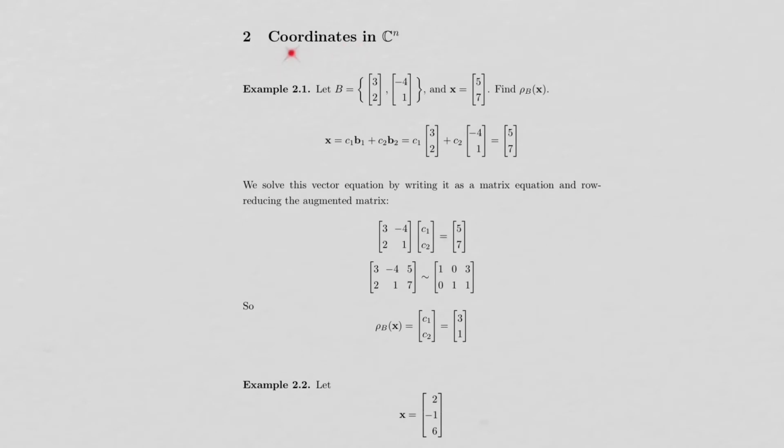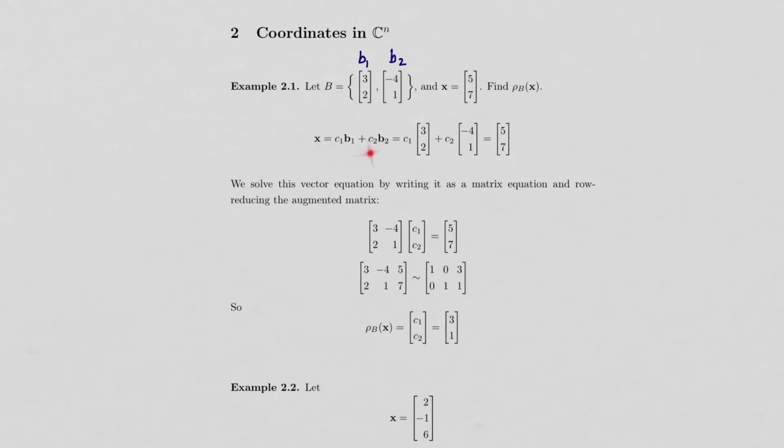So we're going to look at some examples of coordinates or coordinate vectors in Cn. So let's say I've got this basis here, B for C2, and this vector x in C2, and I want to find the coordinate vector of x relative to this basis. Well, I use the defining equation. x can be written as a linear combination of the basis vectors. In this case, we call this one b1 and this one b2. We can write x as a linear combination like this, with some coefficients C1 and C2 that we need to solve for. Remember, these coefficients will be the entries in the coordinate vector.